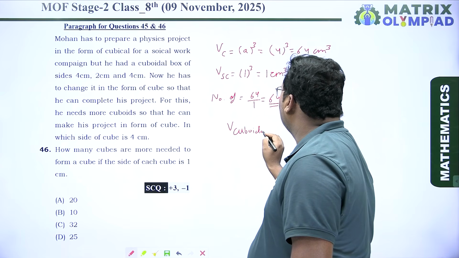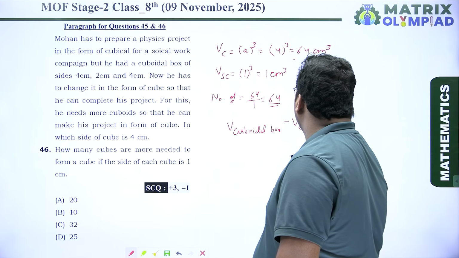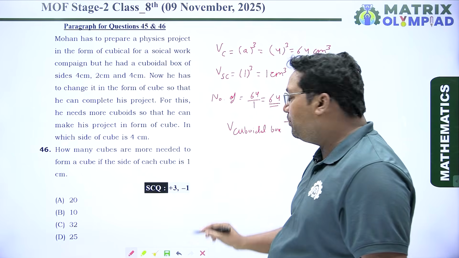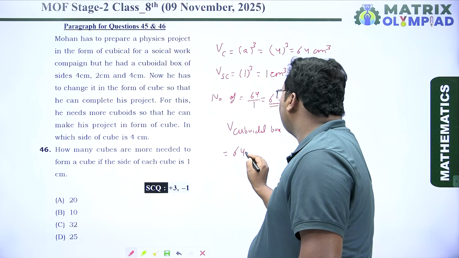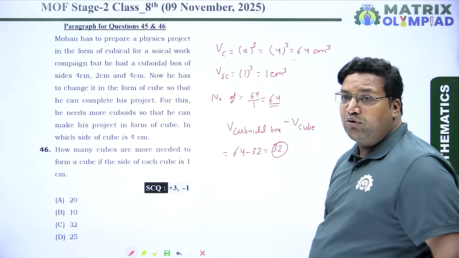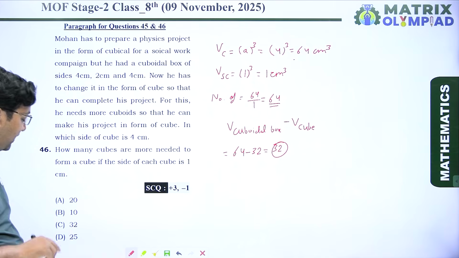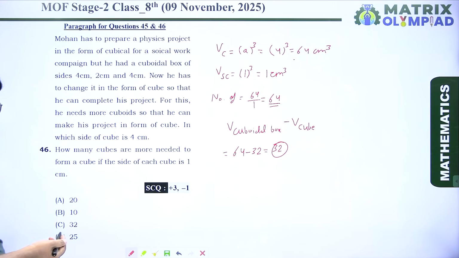cuboidal box minus volume of cube, which is equal to 64 minus 32, which is equal to 32. So how many cubes are more needed? So 32 cubes are more needed. So what is the answer? Number of cubes are 32. So option C is the right answer.